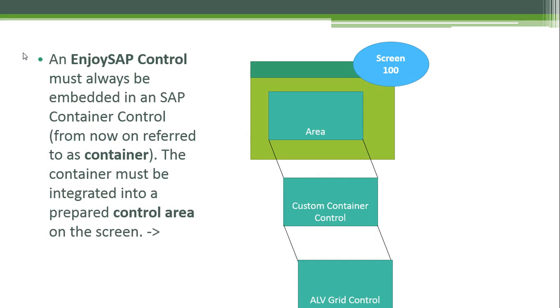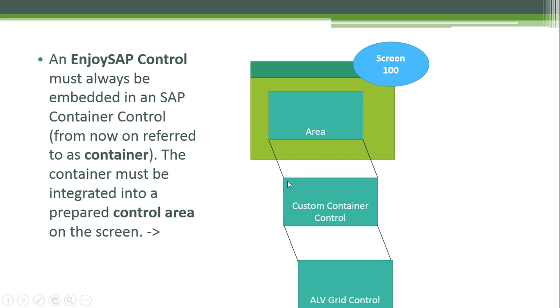So, how do we design an ALV grid control in our screen? An Enjoy SAP control must always be embedded in a SAP container control, from now on referred to as container. The container must be integrated into a prepared control area on the screen. So, for example, we have screen 100. In screen 100 we define an area on the screen where we're going to place our ALV grid control.